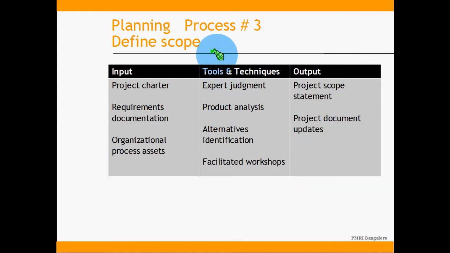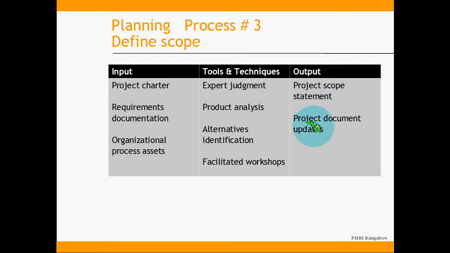Then once the requirements are defined, then we get into defining the scope. The baseline requirements we call as the scope. And again, the inputs for define scope is the project charter, which is an output of project initiation, the requirements documentation, which is an output of collect requirements, and the organizational process assets like the templates which we may use for documenting the requirements, the domain knowledge, the requirements review checklist. All these things are examples of organizational process assets which we will use while defining the scope. And the tools and techniques for defining the scope are expert judgment, product analysis, alternatives identification, and facilitated workshops. And the output side is the project scope statement and the document updates.